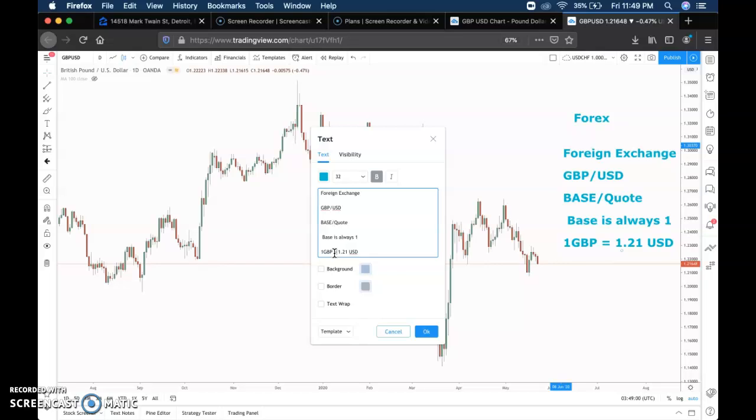So that's how you can read different currency pairs. They're always pairs. There's always two currencies in one pair.